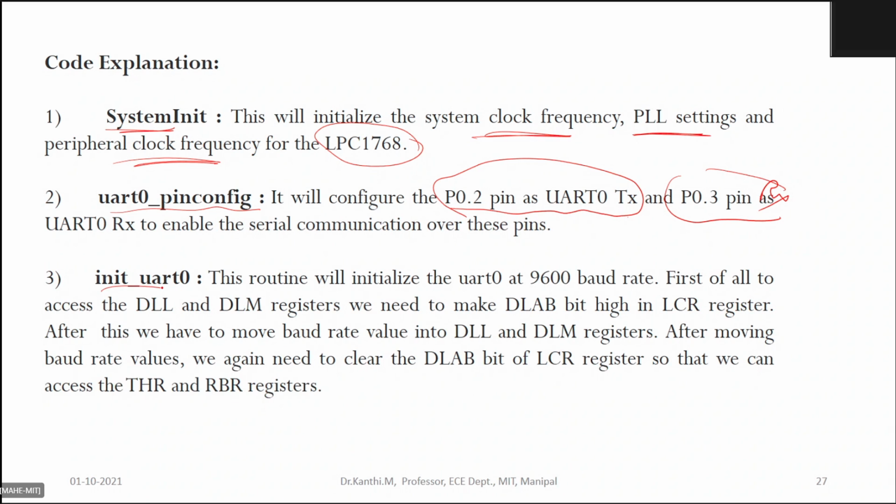Then I have the initialize UART0 function. This function will initialize the UART0 at a specified baud rate. The same thing, I think the third time I'm telling, you need to enable the DLAB bit of your line control register. Then you load these two values. After you load them, disable the DLAB bit of LCR so that you latch it, and you can access the other registers.